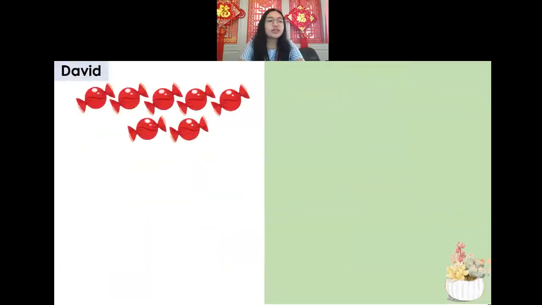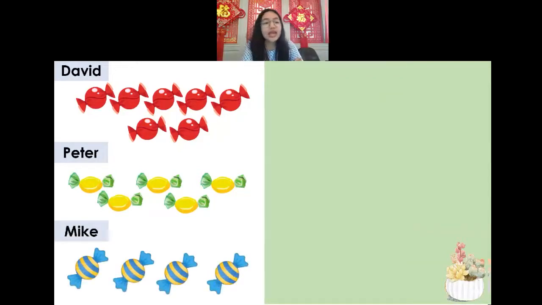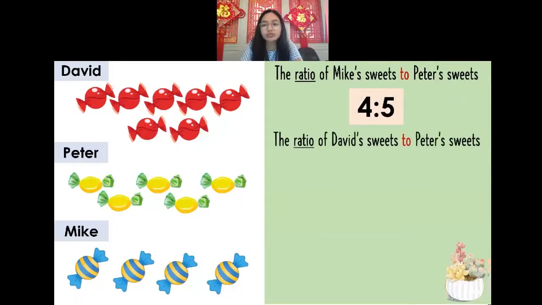Now you can see here the candies of David. David has 7 candies. Peter has 5 candies or sweets. And Mike has 4 candies, right? First is the ratio of Mike's sweets to Peter's sweets. That is 4:5. Now, how about the ratio of David's sweets to Peter's sweets? What is it?